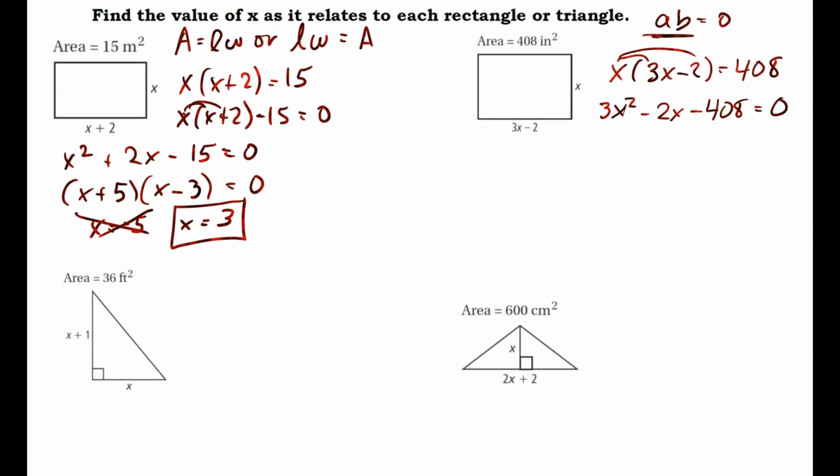All right, so the area of a triangle is base times height divided by 2. Right.